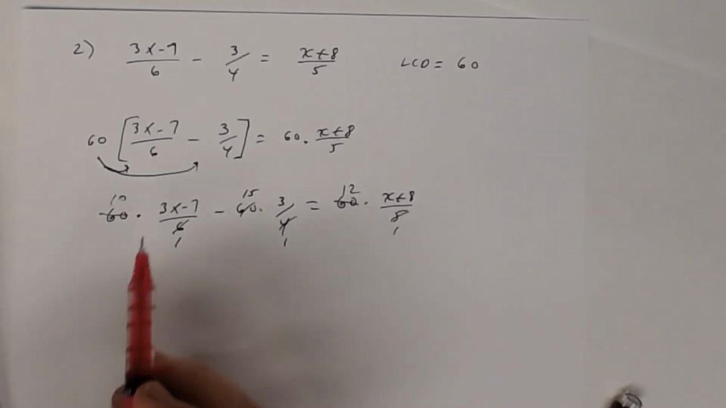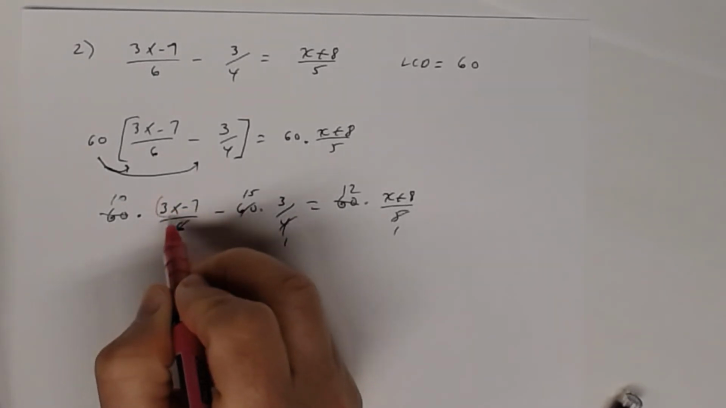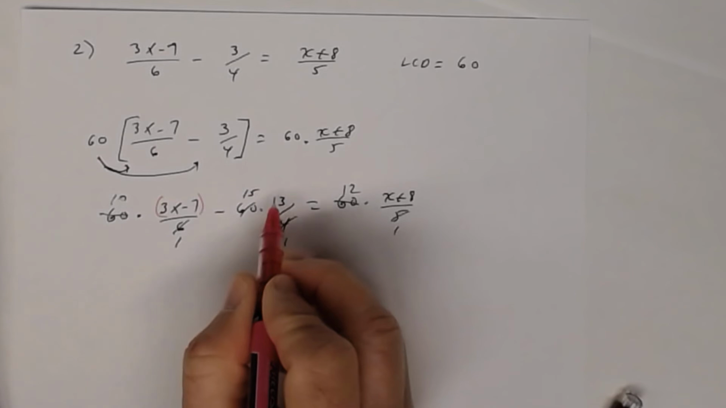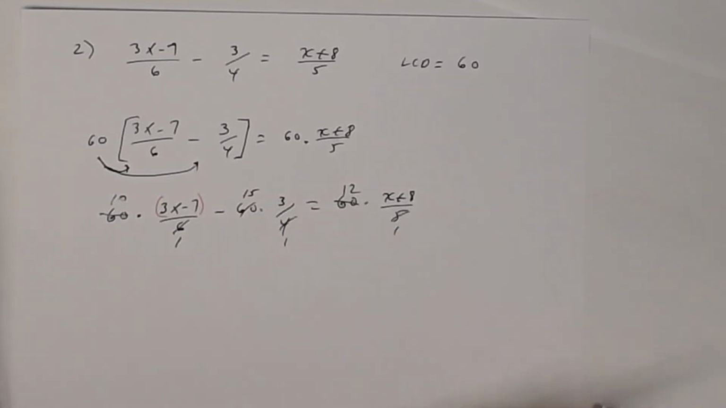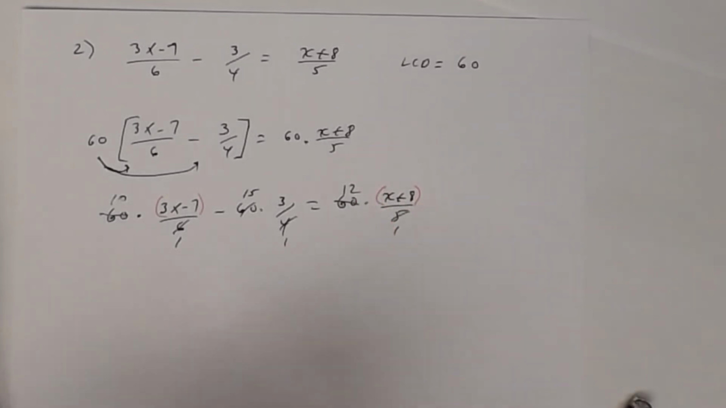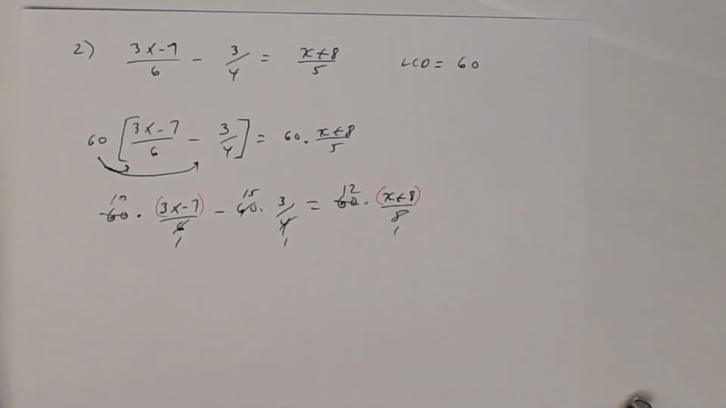But I want you to remember, see this numerator here, there are two terms, 3x and a negative 7. All of that has to be multiplied by this 10. Now that's just one term, so I'm not going to put that in parentheses. Over here, though, I have more than one term, so all of those terms have to be multiplied by 12. So just keep that in mind. It does help at this point to put those numerators in parentheses.